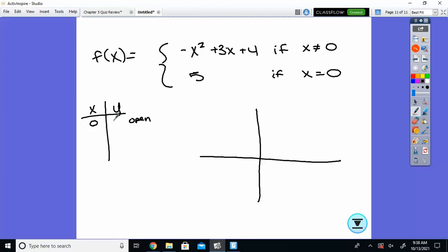So if I put in 0, what do we get out? 4. Okay, if I put in 1, we get out -1 plus 3 plus 4, so we get 6. If I put in a 2, I get -4 plus 6 plus 4, so that gives me 6. Why would those be the same? What's happening between them?